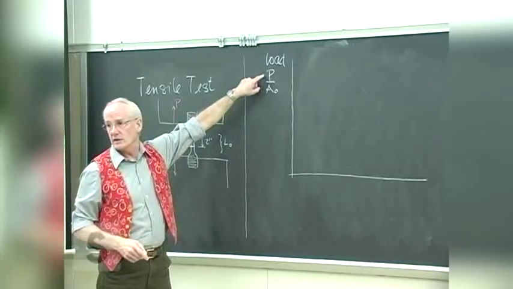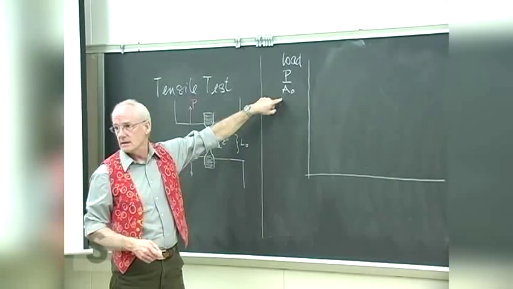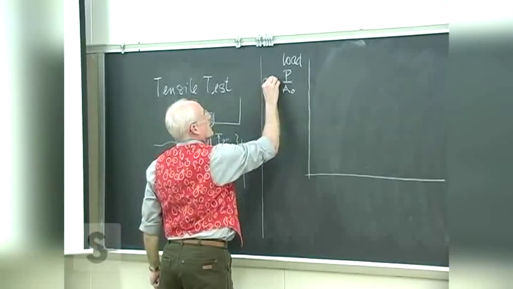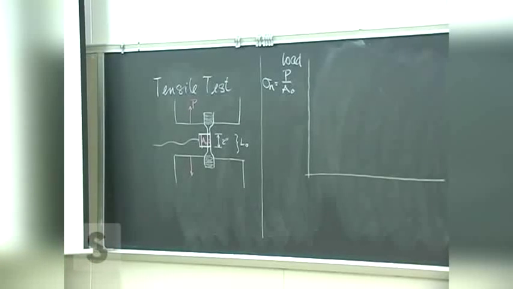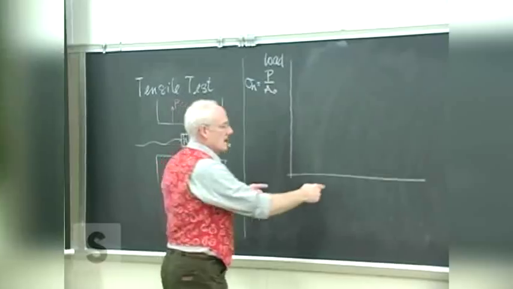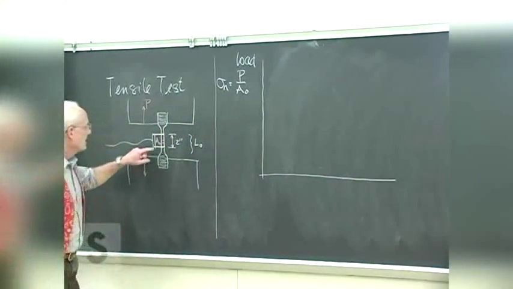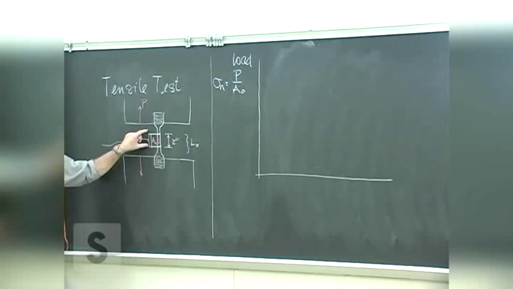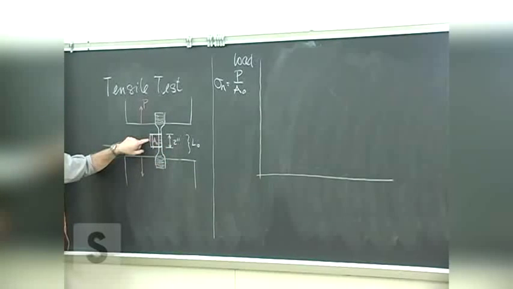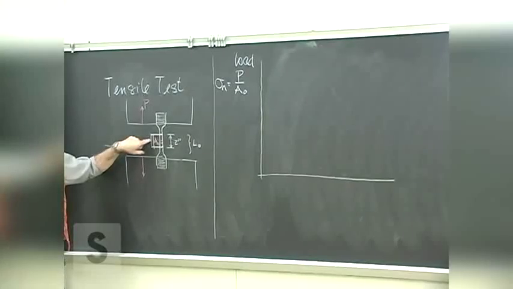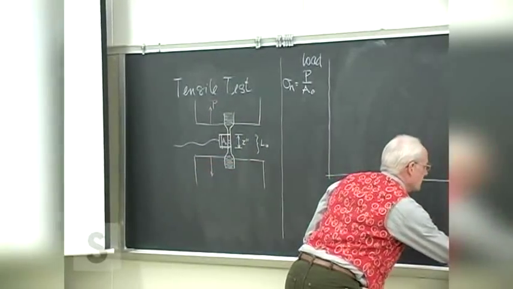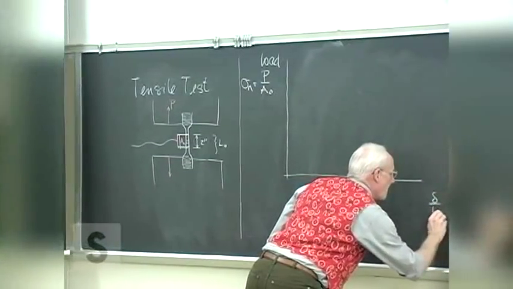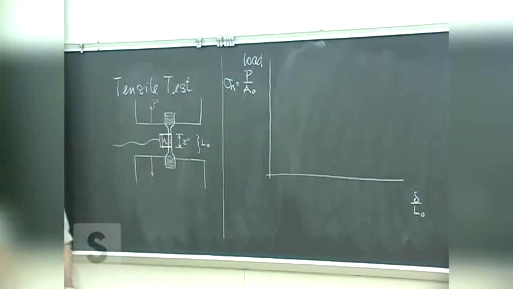But the ratio of the load to that normal area is the normal stress. So on the y-axis we have the normal stress. And then on the x-axis we have the elongation, the difference between the extensometer measurement of length divided by the original length, which we know as, of course, the normal strain.